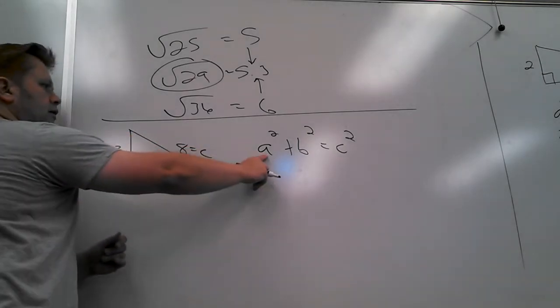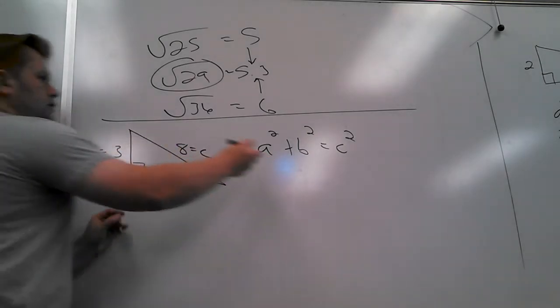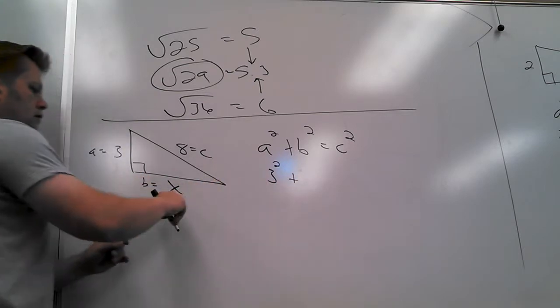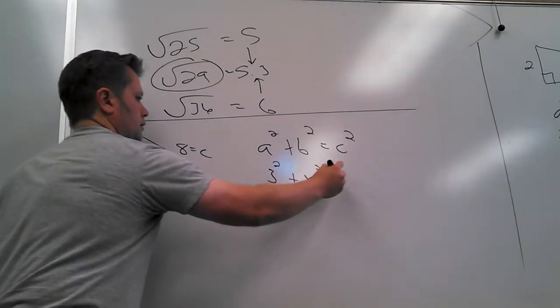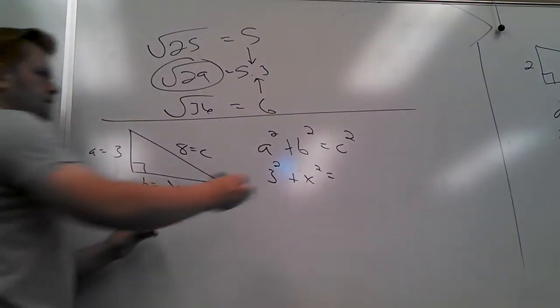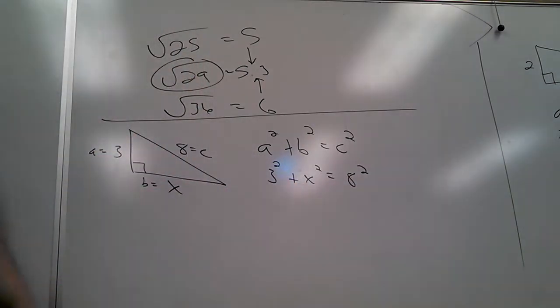So in place of A, I'm going to put 3. 3 squared plus B squared equals 8 squared. Good, right?